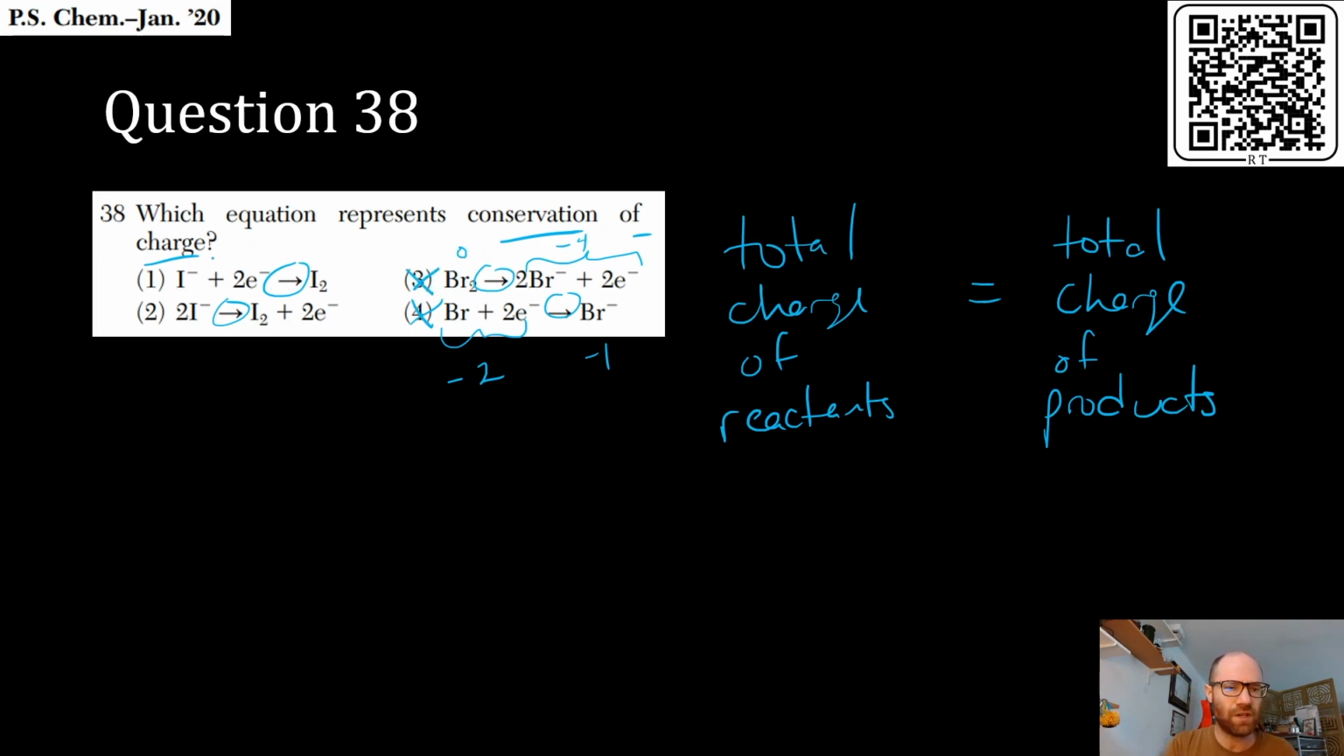Here we have a total charge of -3 and 0, so that one's out. I really hope this one works. So 2 I minuses, that's a -2. 2 electrons and a neutral I2, that's also a -2. So our answer here is choice 2.